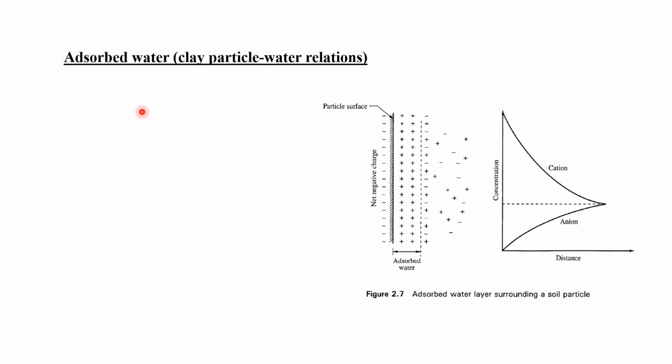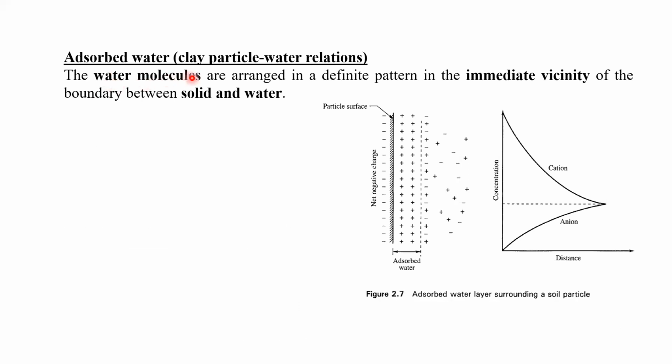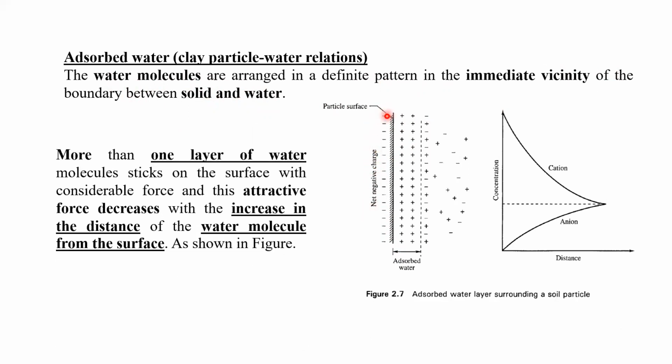Now let us see another topic. What do you mean by adsorbed water? That is also called the clay particle water relation. The water molecules are arranged in a different pattern in the immediate vicinity of the boundary between solid and water. Here, solid means what? Clay particles. The particle surface has a net negative charge. Clay particles always have negative charge, and the water is surrounding the clay particles.